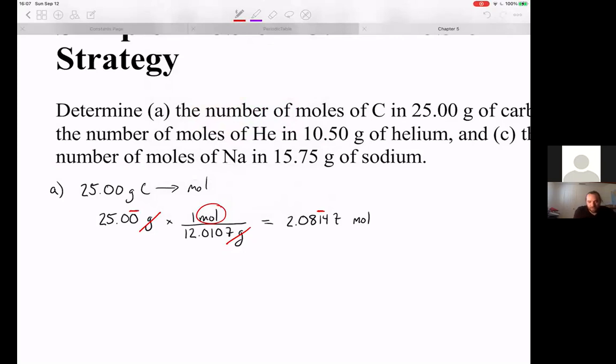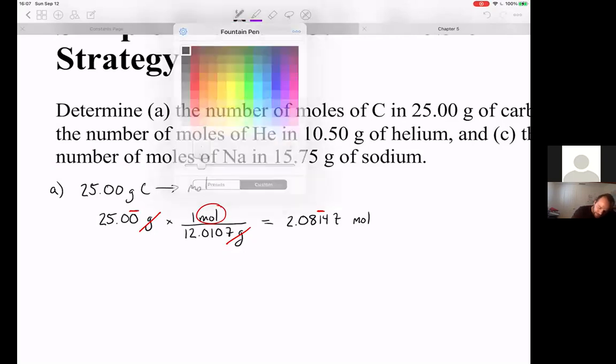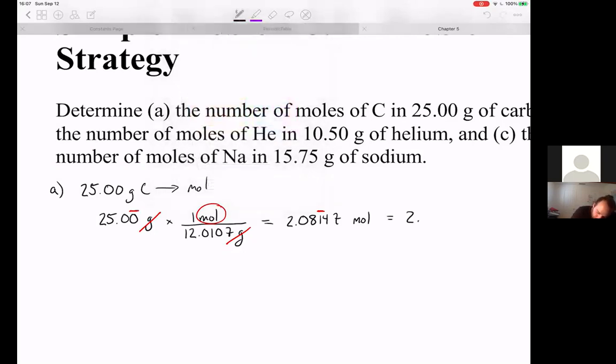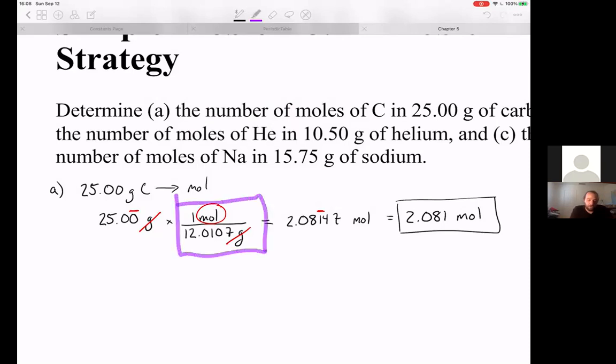My mass has 6. If you're pulling all your digits from your periodic table, you're not going to be limited by the information on the periodic table. That's the whole reason why we pull all those digits, so that we don't fall into a situation where that's what's limiting us. So the final answer here would be 2.081 moles. That's how many moles are in 25.00 grams of carbon. Notice that I just grabbed that information. This conversion factor here, I pulled right from the periodic table.